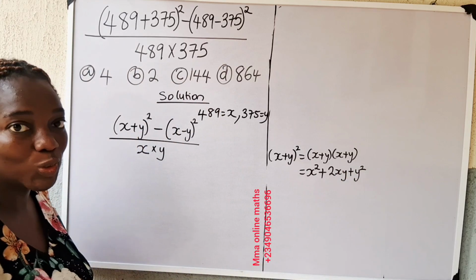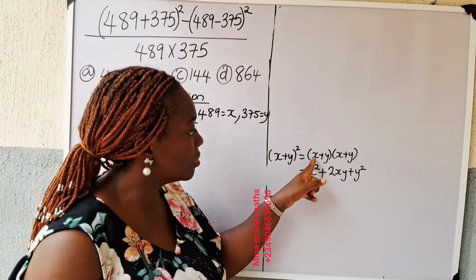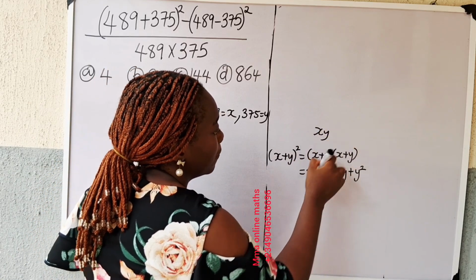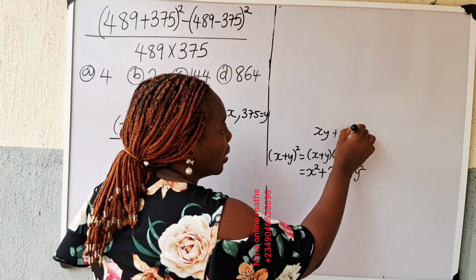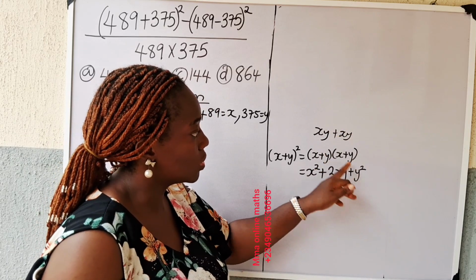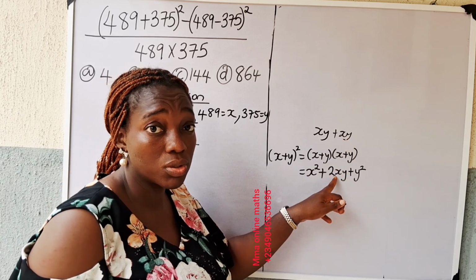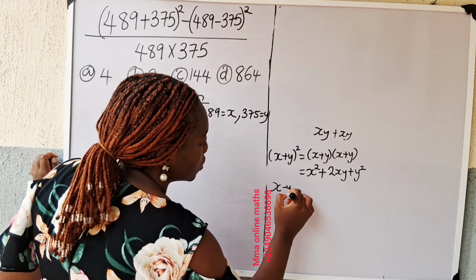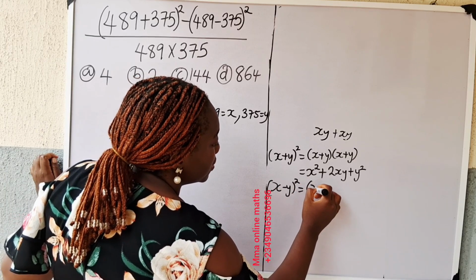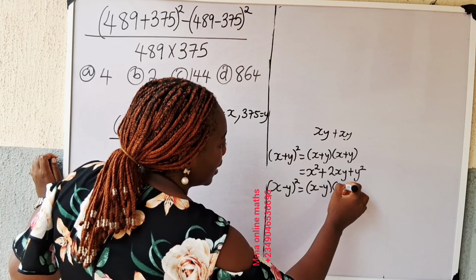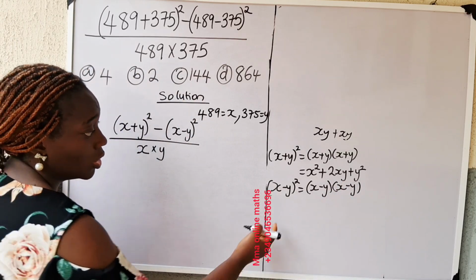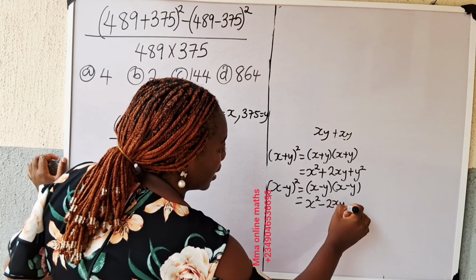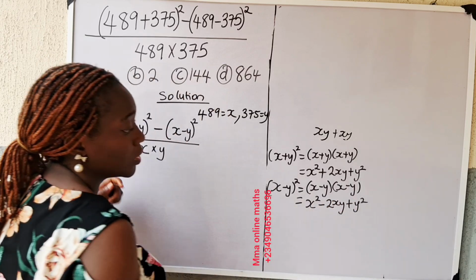Now, how do we obtain this? If you expand this, you get the same thing. X times X is X squared, X times Y is XY, Y times X is XY, and Y times Y is Y squared. So XY plus XY will give us 2XY. Now, if we do the same for here, (X minus Y) all squared, it will still be (X minus Y)(X minus Y), right? Which if we expand will give us X squared minus 2XY plus Y squared.